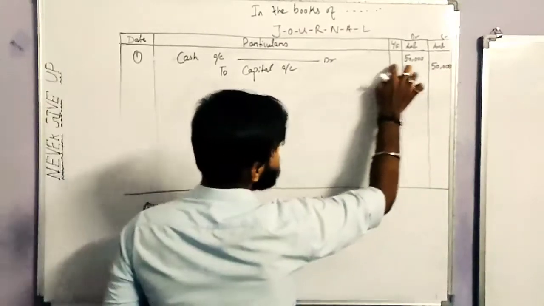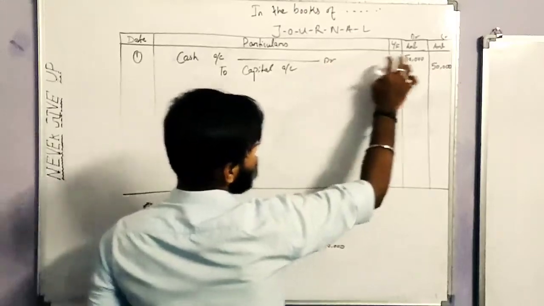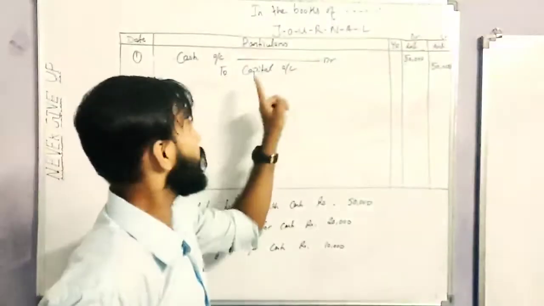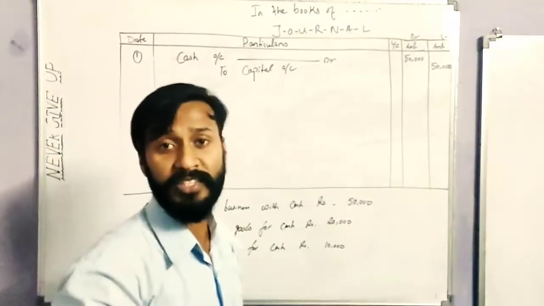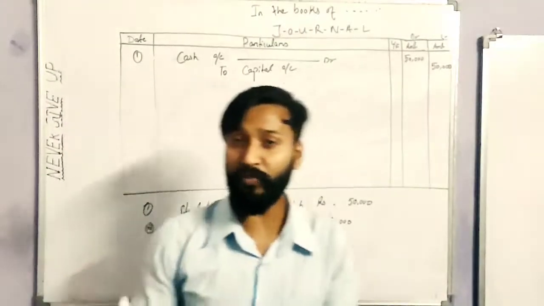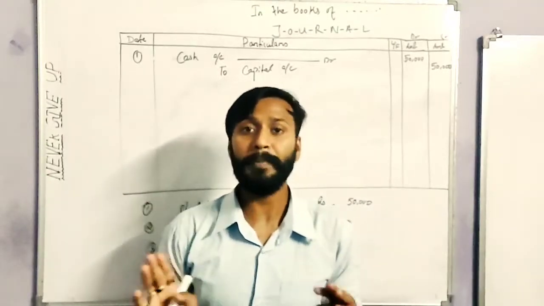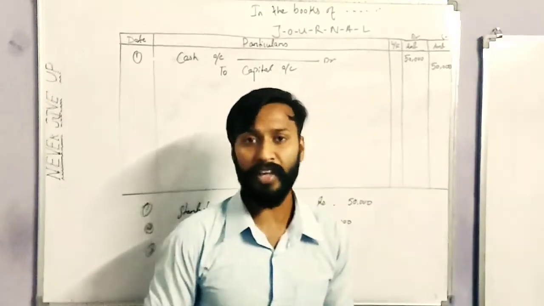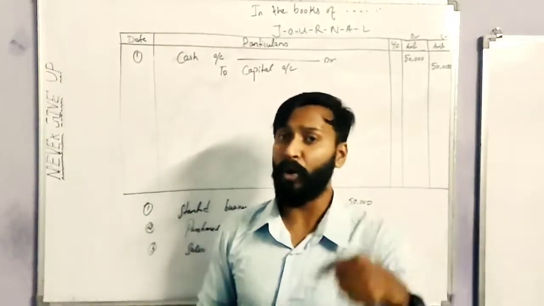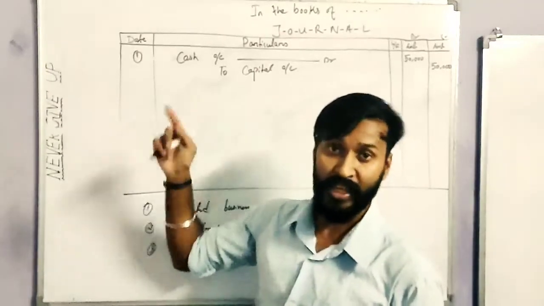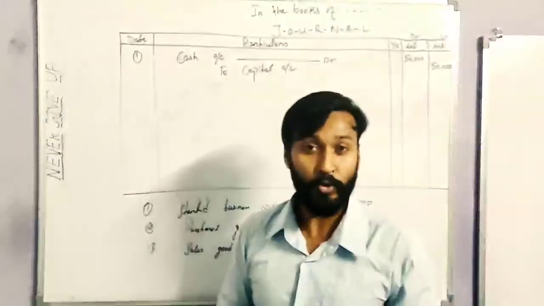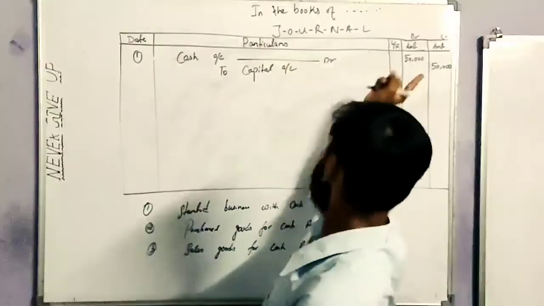See the lines. The debit item will always be first. So cash account debit. To capital account, which is credit because he is the giver, 50,000. Cash is a real account because it is an asset. Cash is an example of an asset. Think according to the business point of view. Cash is coming in the business, so cash account debit. Who is giving the amount? Capital. So to capital account, 50,000.